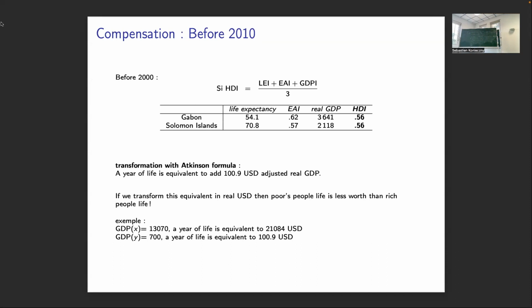But the problem is that if you want to see what it means to increase $100 in a poor country or $100 in a rich country, it doesn't mean the same. In a poor country, I think that it was a real value. It was Cyprus: a year of life is equivalent to $21,000. And in Chad, a year of life is equivalent to $100. So I think that there is something which is a little bit not nice for me.